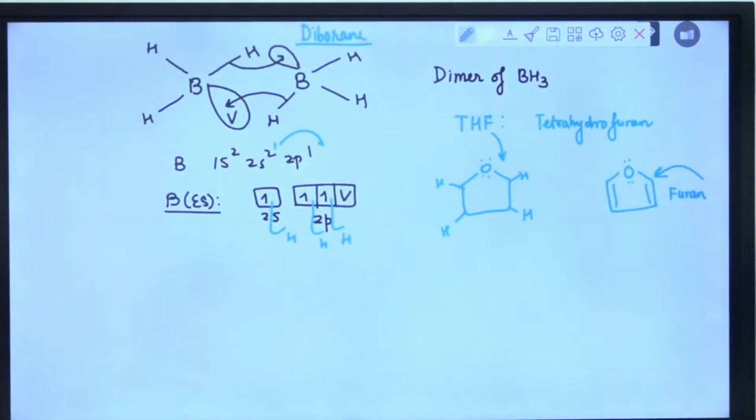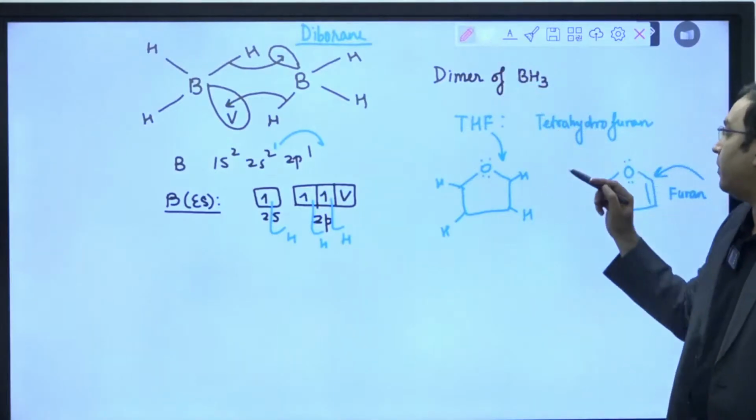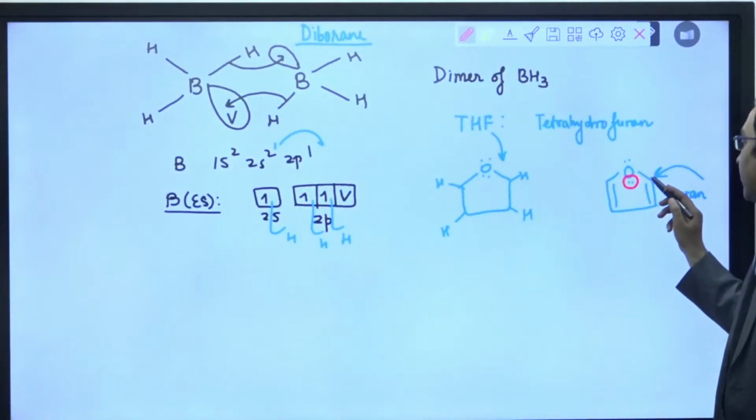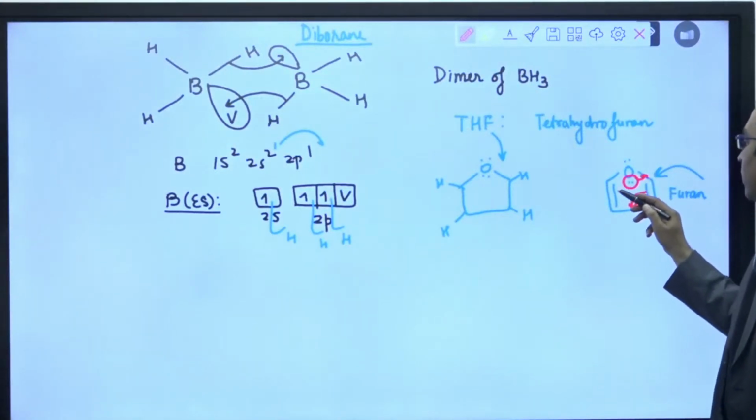Furan, you have also studied, is an aromatic compound. Is furan an aromatic compound? Answer is yes. Why is it aromatic? You know that because of this lone pair, single, double. If you move it, you can see the movement, right?